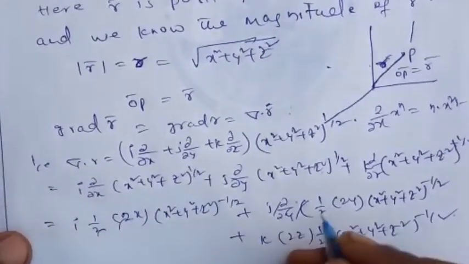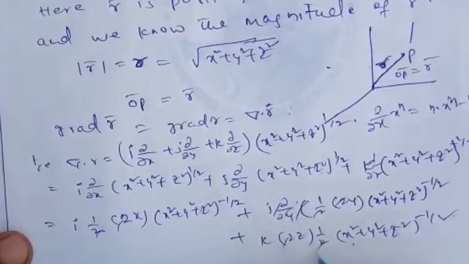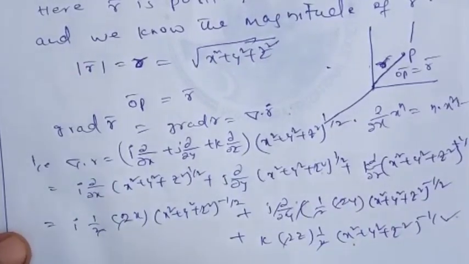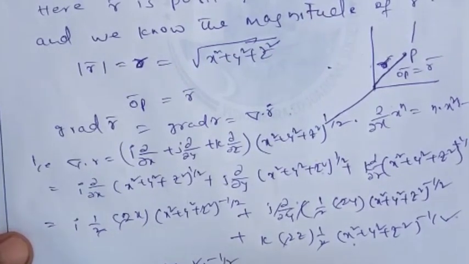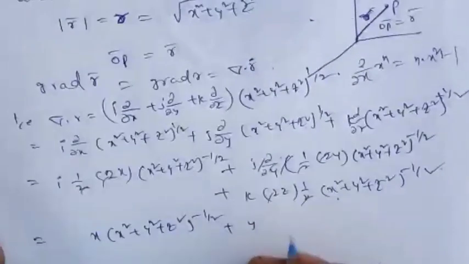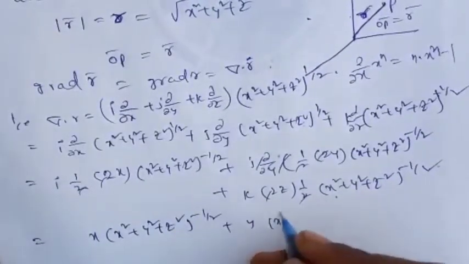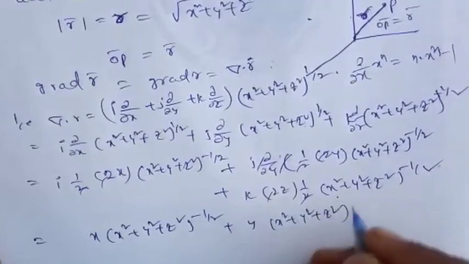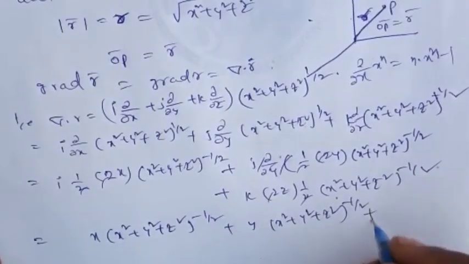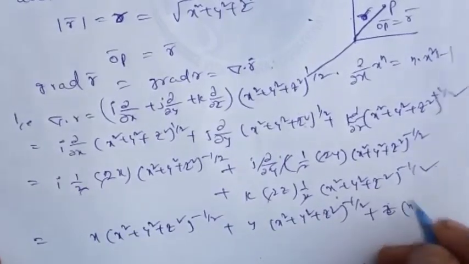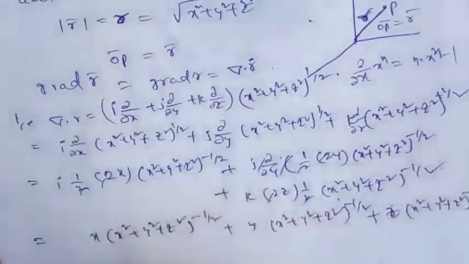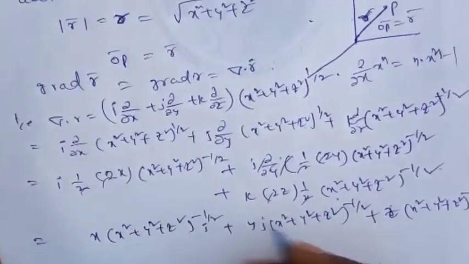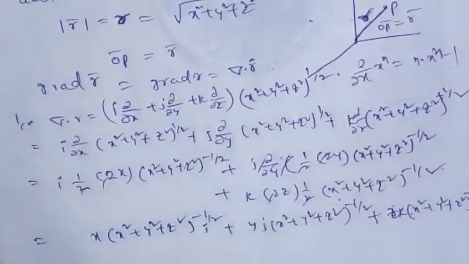So 2 gets cancelled, so we are left with x into (x square plus y square plus z square) whole power minus 1 by 2, plus y into (x square plus y square plus z square) whole power minus 1 by 2, plus z into (x square plus y square plus z square) whole power minus 1 by 2, that is xi, yj, zk. So it's a position vector.